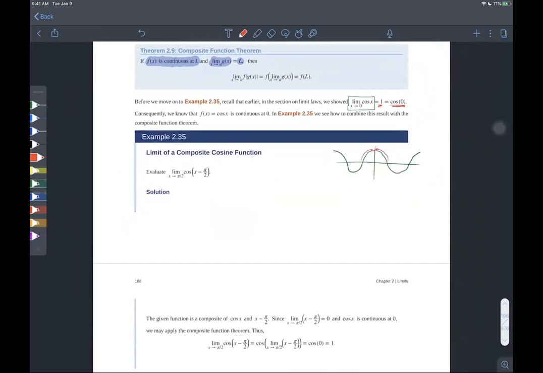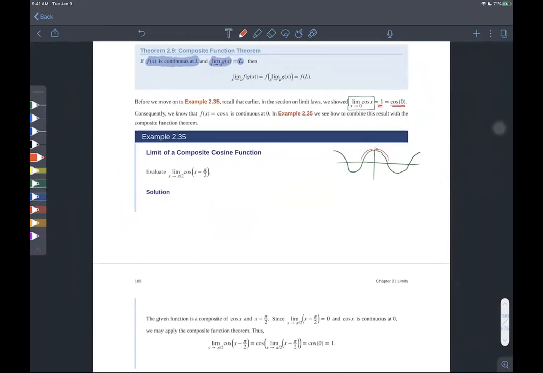So let's take a look at this problem, and then we'll break it down. The limit of a composite cosine function. Evaluate the limit as x approaches pi over 2 of the cosine of x minus pi over 2. Solution: the given function is a composite of cosine of x and x minus pi over 2.